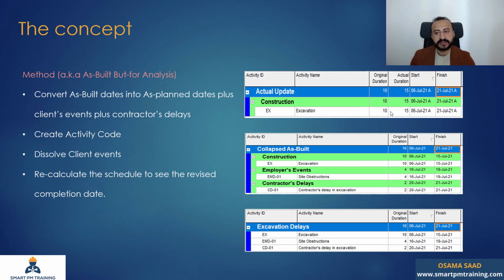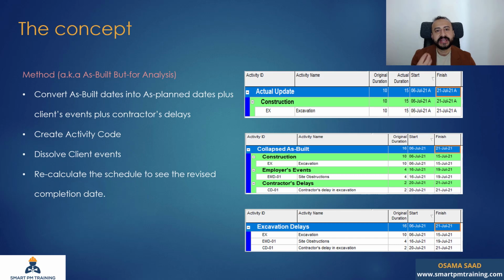So clearly there is a delay and we are trying to analyze it, 5 days delay. I'm going to show the original activity as planned, the excavation, which was 10 days originally, because that's my original duration. I also want to add the employer's delays, which are 4 days in this case, and the contractor's delay, which is 2 days in this case, right? If you can see, the overall dates should match the as-built, but in as-planned form.